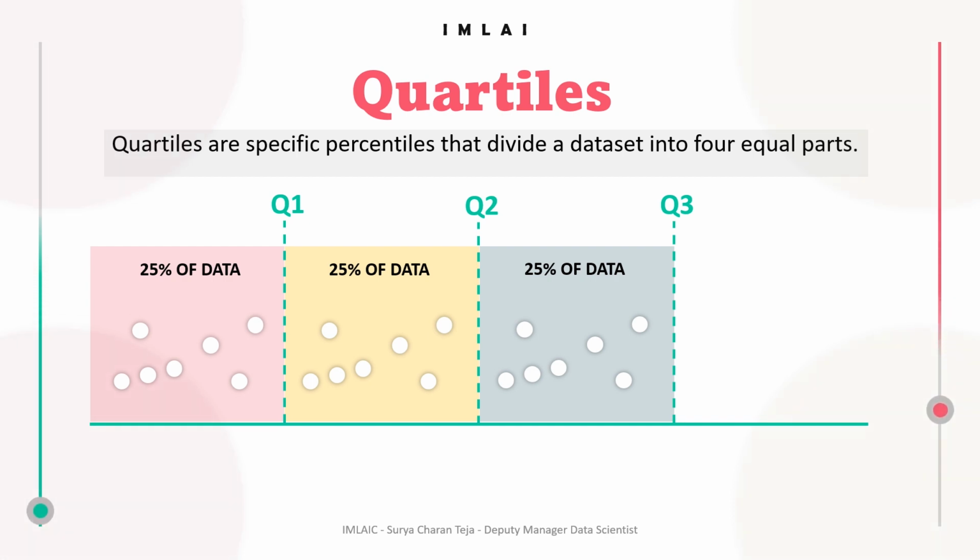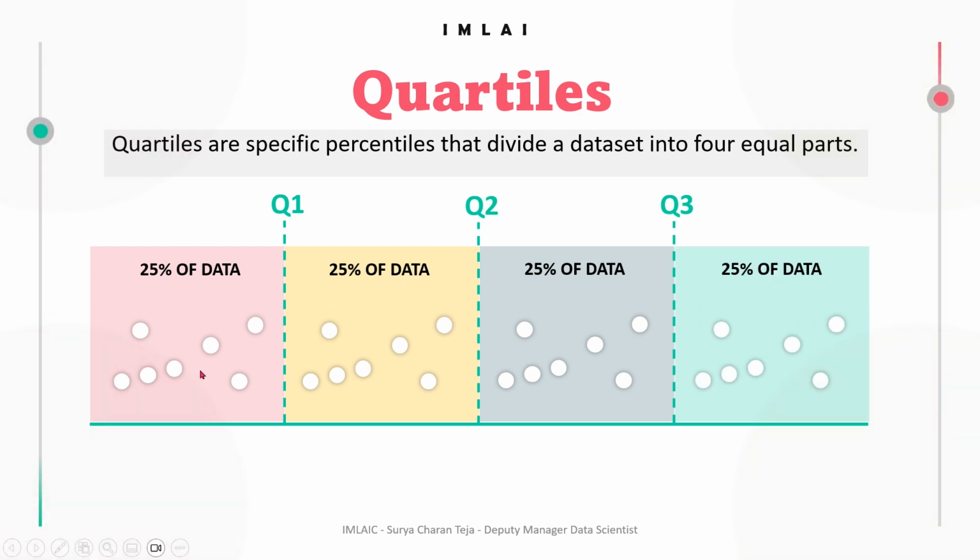So quartiles are commonly used to describe the spread and distribution of data in a data set. Out of 100% of data, we make 3 quartiles. Quartile 1 holds 25% of data, quartile 2 holds 50% of data points, and quartile 3 holds 75% of data points. And the range between quartile 3 and quartile 1 is known as the interquartile range.